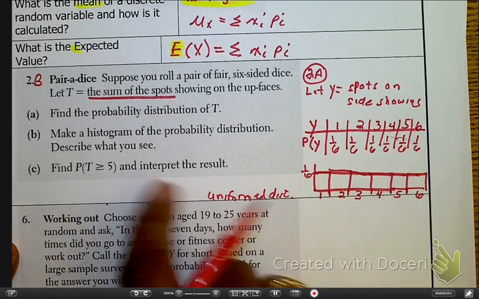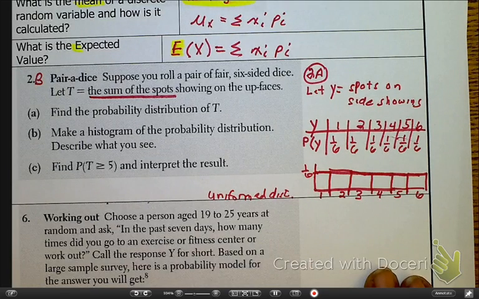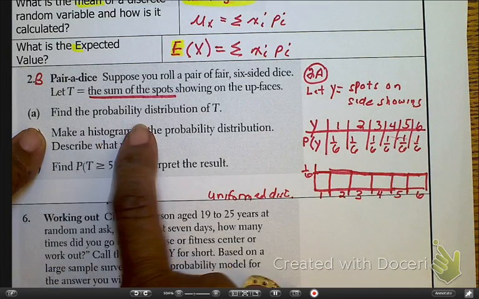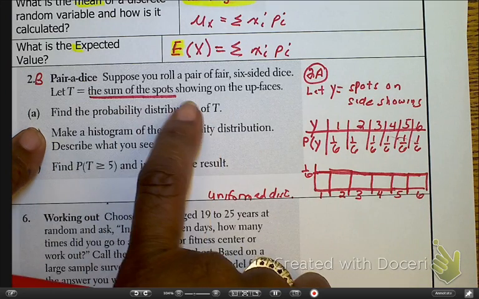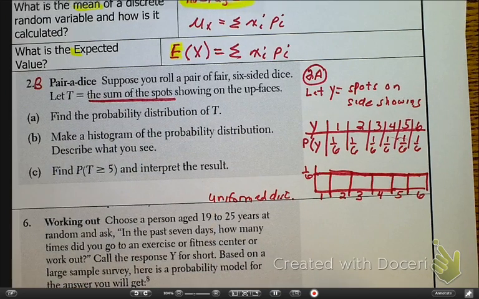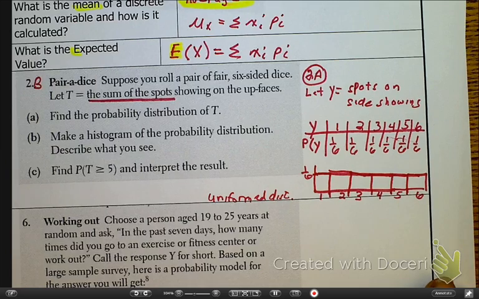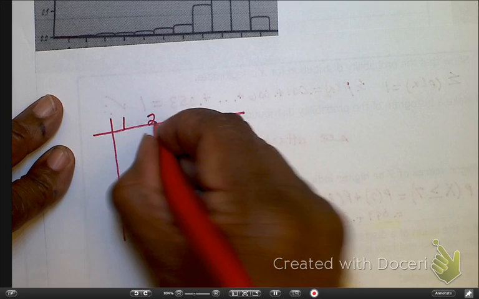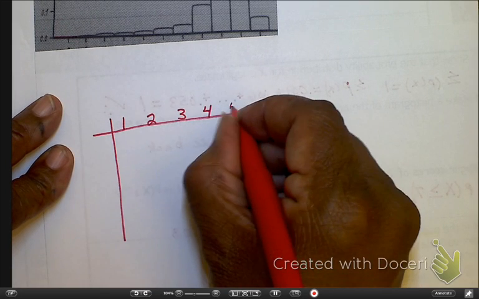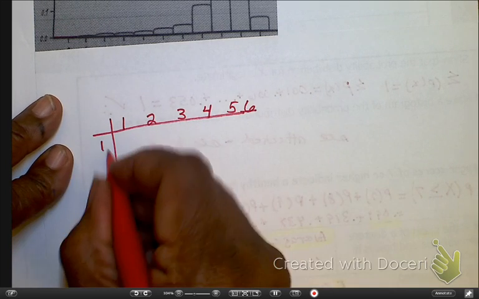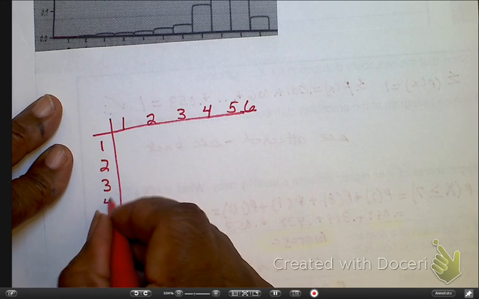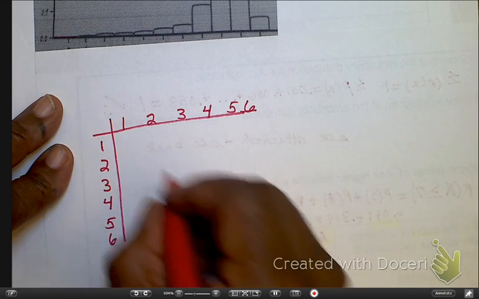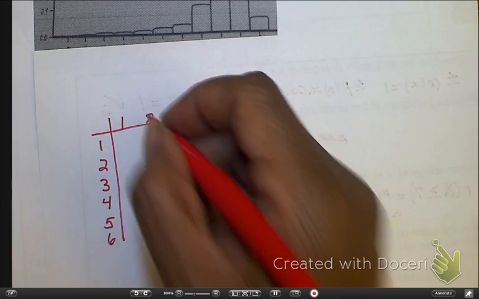But now let's talk about 2B. 2B is saying that we want to find the probability distribution of T, but T is the sum of the spots that show up. So let's make a chart. So my chart is talking about 2 dice. So here are the values of the first die. Here's the value of the second die. And then we're just going to take the sum of them.